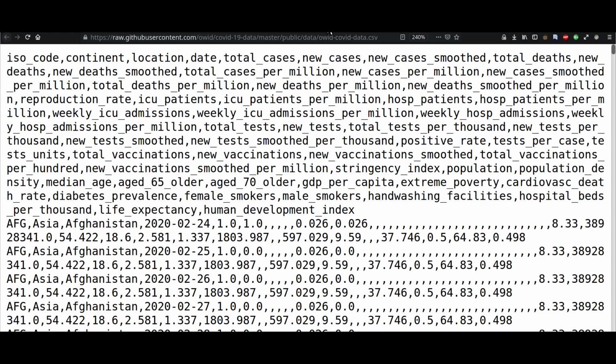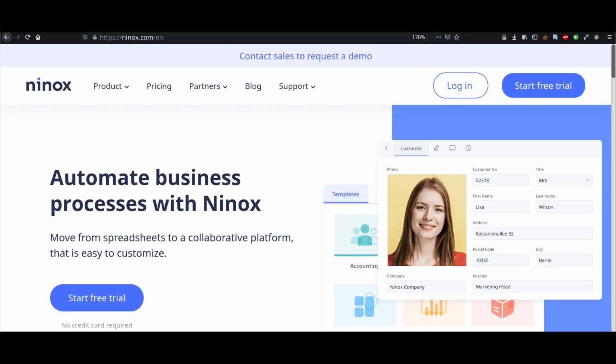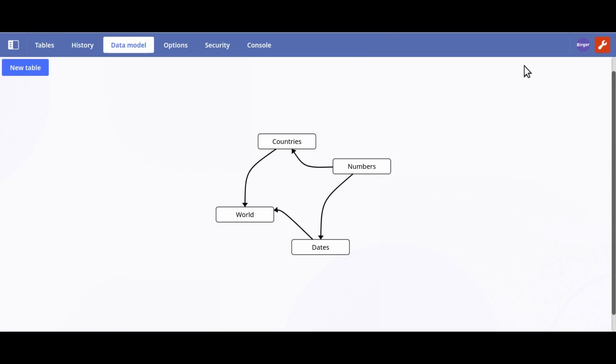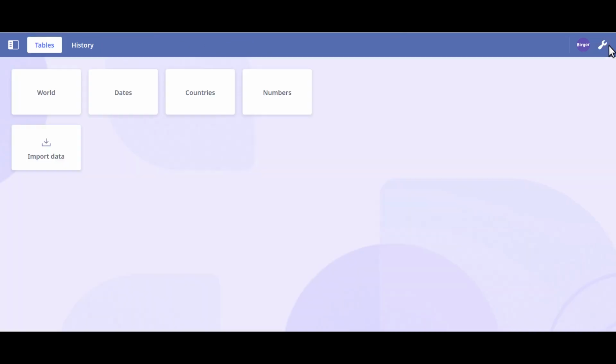It looks like this. And I'm going to use Ninox because I have a pretty good knowledge of this software, and I think it's the best in the world. Go to ninox.com. The solution looks like this. It's a database. There's a couple of tables there. There's a table model. And let's have a look into the countries.